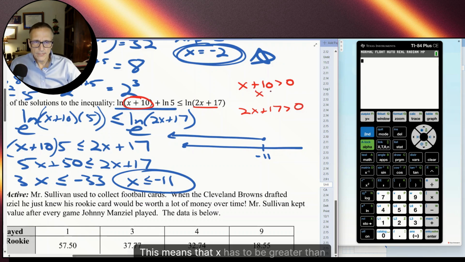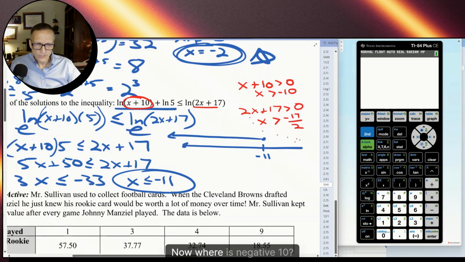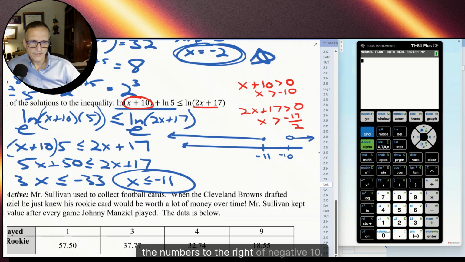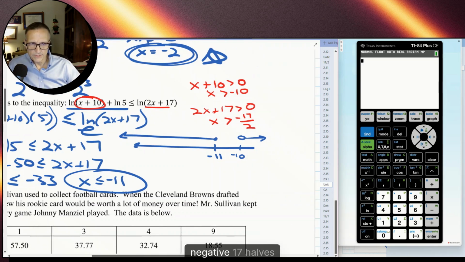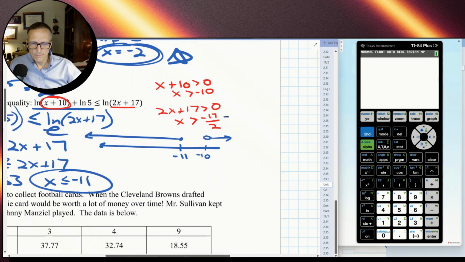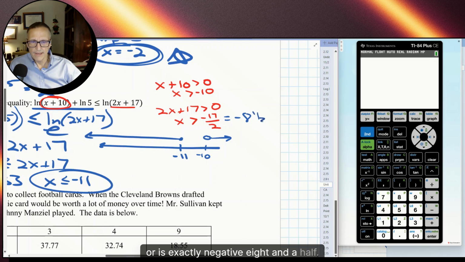This means that x has to be greater than -10, and this tells me that x has to be greater than -17 over 2. Now, where's -10? Okay, -10 on my number line is over here. So that means then that I can only consider all the numbers to the right of -10, and this says -17 halves. Well, -17 halves is exactly -8.5.